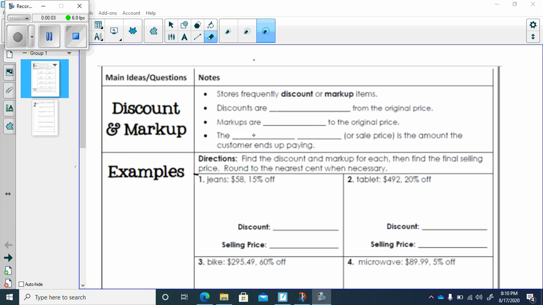This is Review Unit Lesson 8, Discount and Markup. We're dealing with prices on items, whether we're going to discount it, which means to have a reduction in price, or mark it up, which is like sales taxes, tips, things like that. Stores frequently discount or mark up items. Discounts are reductions from the original price.